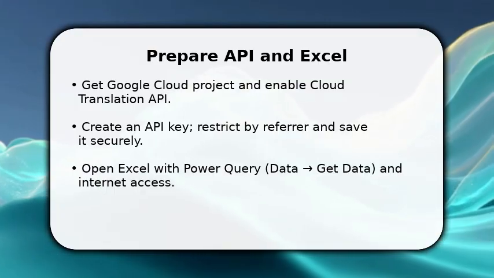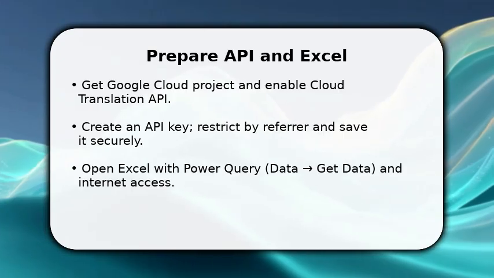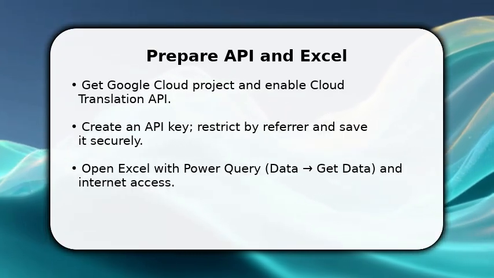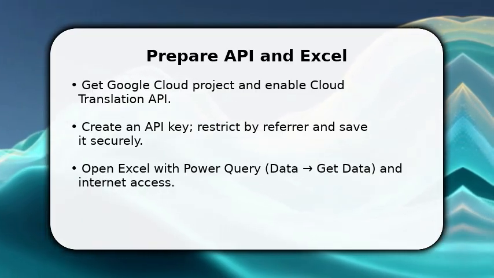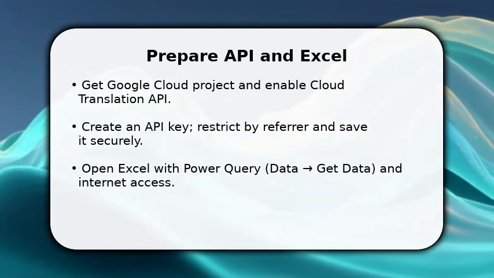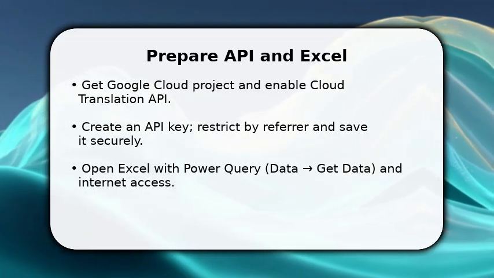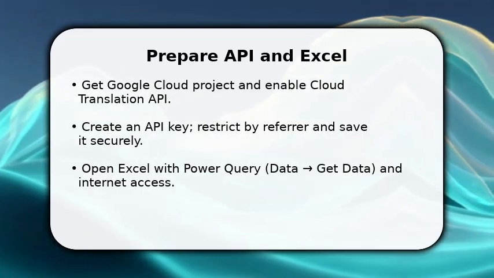You start by provisioning access. Create a Google Cloud project and enable the Cloud Translation API because Excel needs an authorized endpoint to translate text. Once done, generate an API key and restrict it for safety. Store the key where you can copy it.